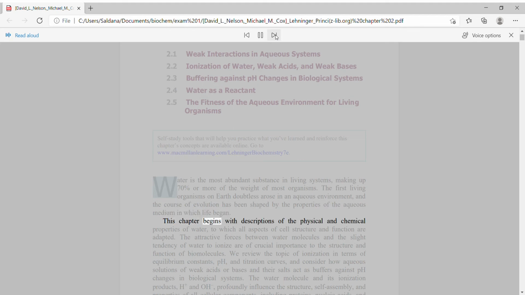This chapter begins with descriptions of the physical and chemical properties of water, to which all aspects of cell structure and function are adapted. The attractive forces between water molecules and the slight tendency of water to ionize are of crucial importance to the structure and function of biomolecules. We review the topic of ionization in terms of equilibrium constants, pH, and titration curves, and consider how aqueous solutions of weak acids or bases and their salts act as buffers against pH changes in biological systems.